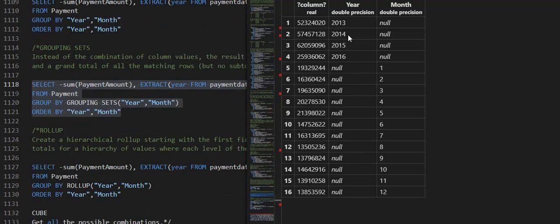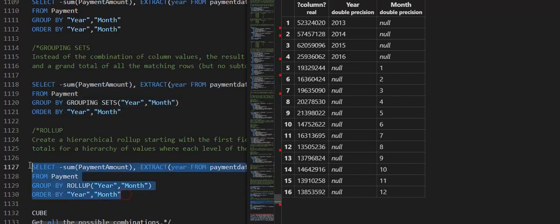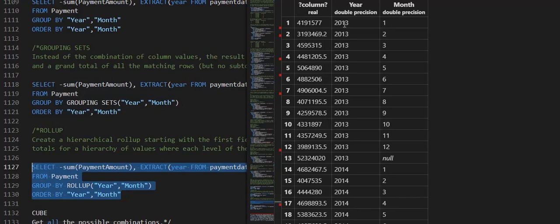Instead of just getting values for each component, in a rollup I'm going to get the values for the combination of them again, but then I'm also going to get grand totals for the first field I define in my rollup. Let me show what I mean here. So here I'm again getting for 2013 what the payments are for each month. So I'm still getting the different groups based on the unique combination of the fields I'm giving here. But then I have this new row in here, and I have null in month in 2013.